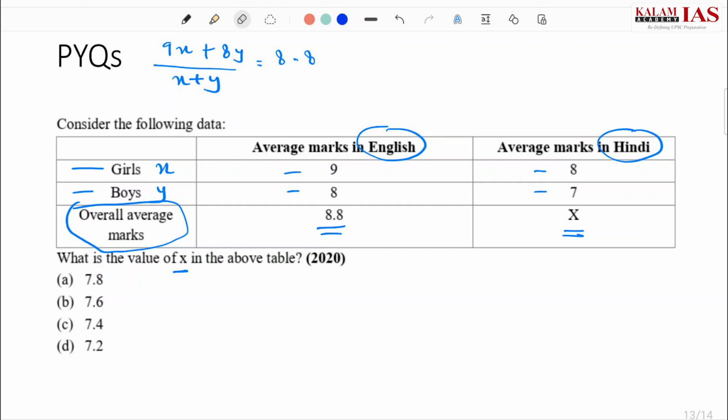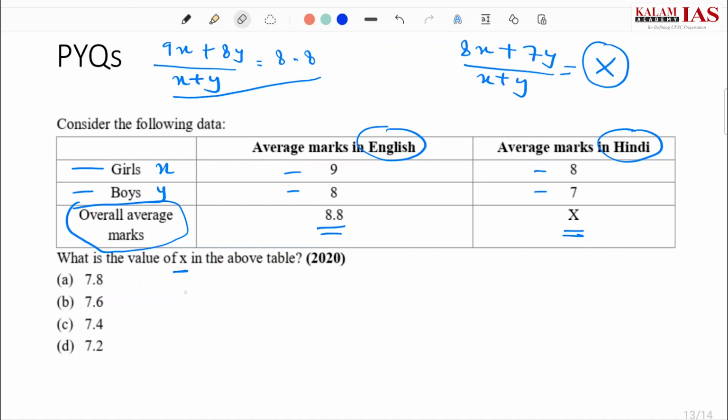And similarly, applying this concept for Hindi, we have (8x plus 7y) divided by (x plus y), which is the value that we need to find. Now let's simplify this equation and find the relation between x and y.